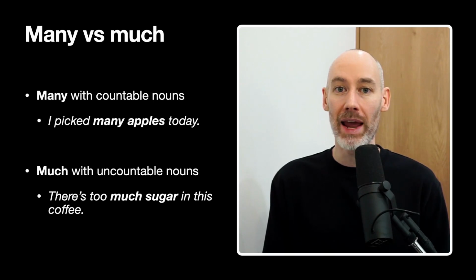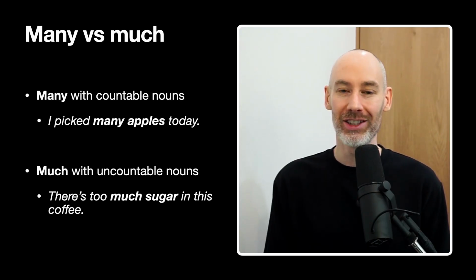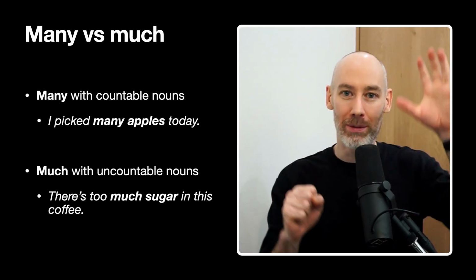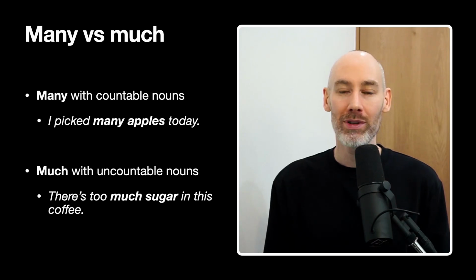First, let's talk about many versus much. We use many with countable nouns and much with uncountable nouns. This is a very strict rule in English. So many with countable nouns, I have an example sentence on the screen here. I picked many apples today. Went to the orchard, the apple tree farm, and I picked some apples. I picked many apples. Apples is a countable noun. It's in its plural form, right? More than one with the S ending, apples. And so we must use many with countable nouns like this.